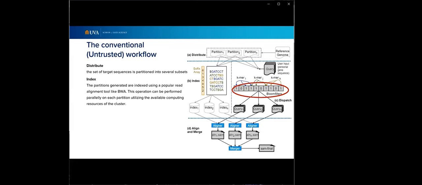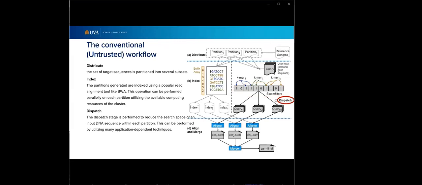The dispatch stage is where we move the data from the indexing to the personal gene sequence to conduct alignment. And in the alignment step, we use aligners, such as BWA, to do faster short sequence read mapping. The computation of alignment can be executed concurrently, and the global result will be merged into a SAM file.